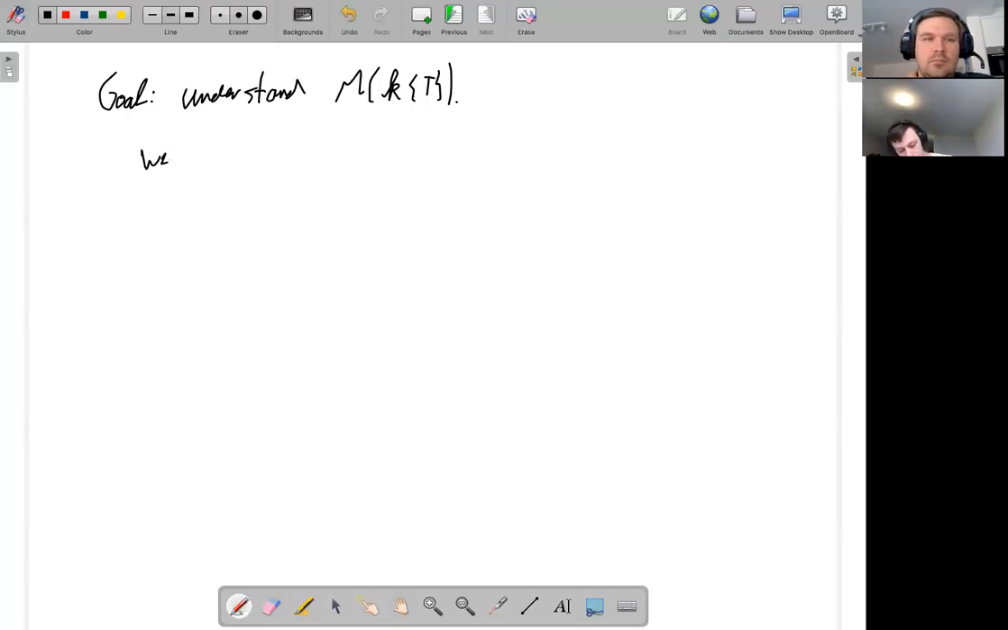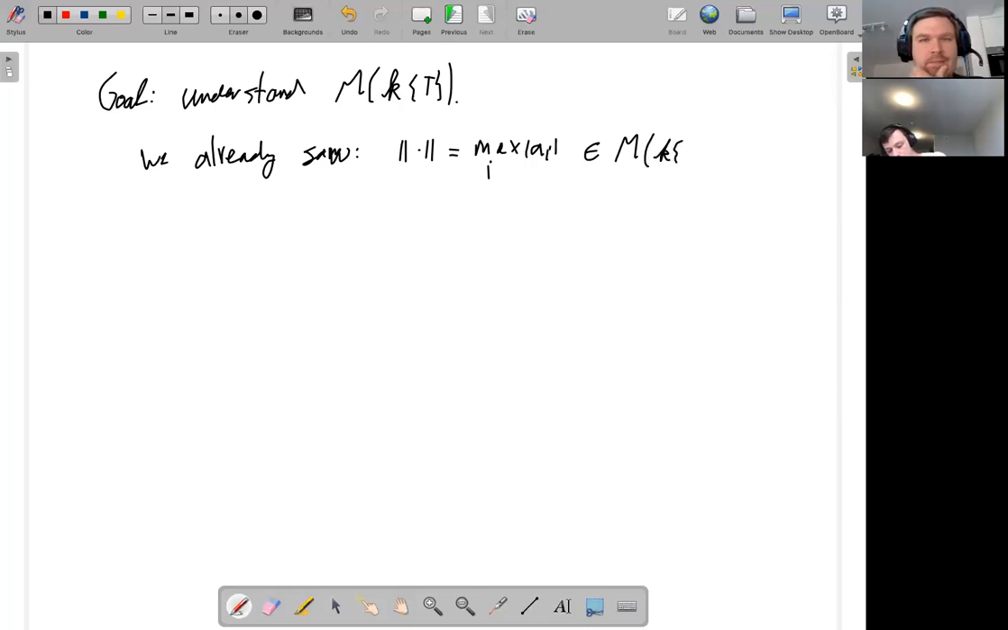So we already saw by the lemma of Gauss that this norm, which is the max of the absolute values, lies in here. And so the content in this statement is that, of course, this is the norm. This is the norm.